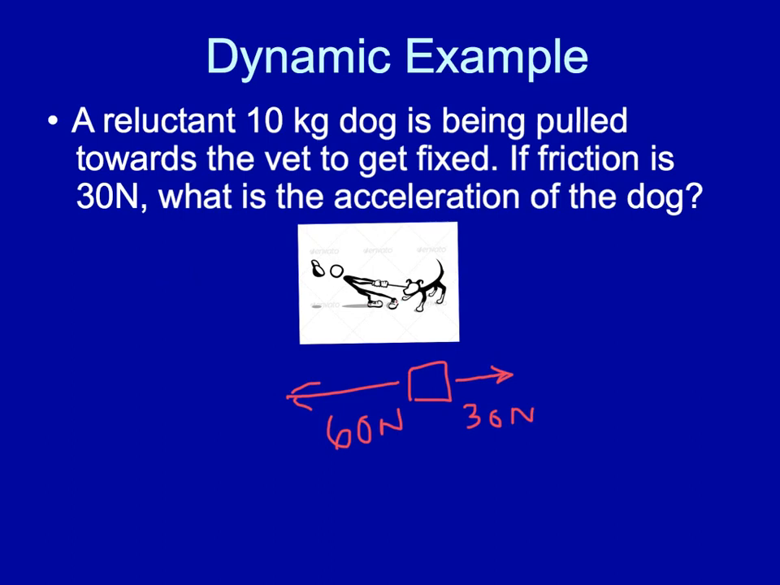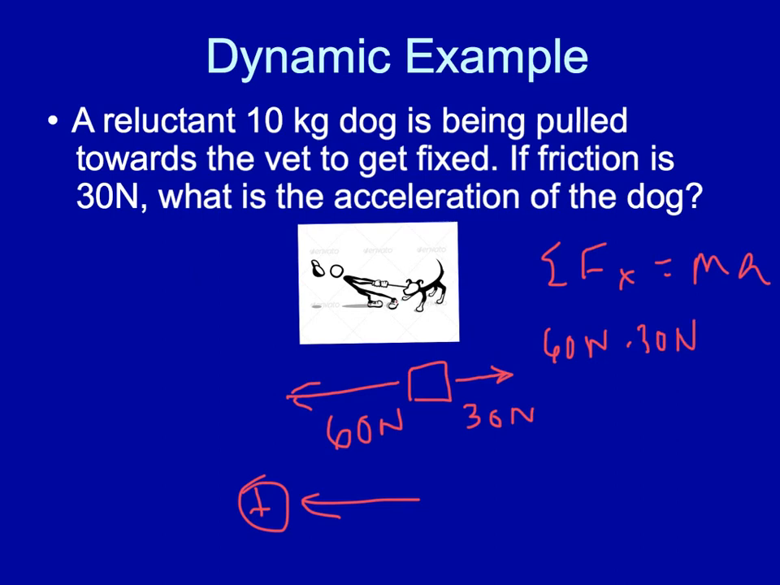I want to know the acceleration of the dog, so I'm going to say the sum of the forces in the x direction is equal to m times a. Well, let's go ahead and say the way he's being pulled is positive. Now, I'm winning the battle. I know that because 60 and 30. So I'm going to say 60 N minus 30 N is equal to 10 kg times a.